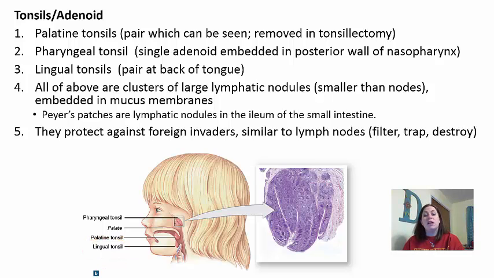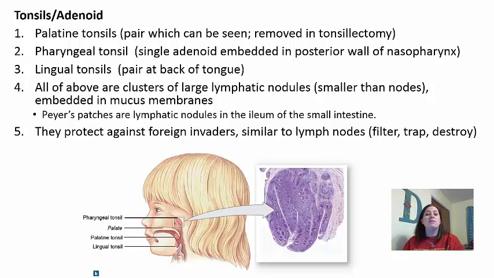All of the above are clusters of large lymphatic nodules. They're smaller than lymph nodes, but they are embedded in this mucous membrane to do the same kind of purpose of trapping invaders as they come through, because this is an opening to the outside world. We're talking about your mouth and your nose.